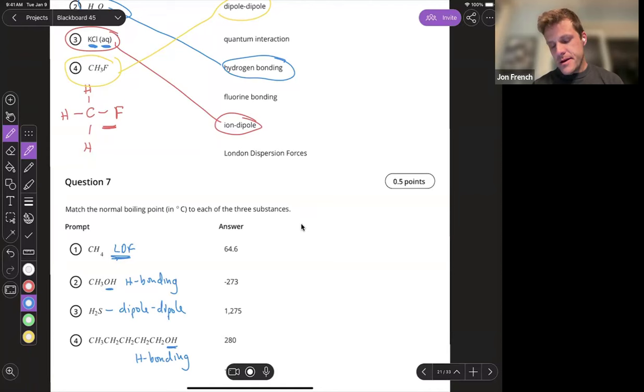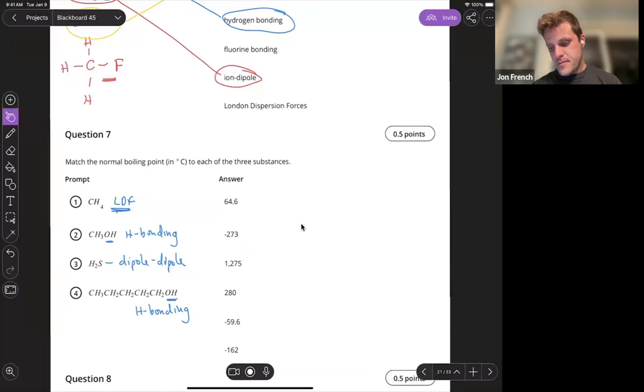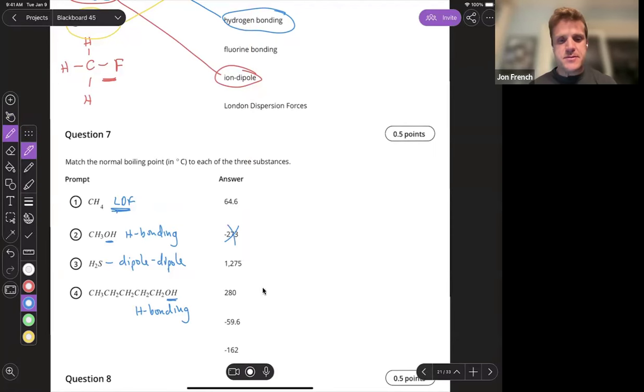I did put a trick in there. I guess we can cancel out a few of these. Maybe that's what made it a little bit harder, is that we can cancel out minus 273 because that's absolute zero. We don't have a boiling point at absolute zero for anything here. From there, it's a process of elimination, and then there's one more. We can have 1275. Nothing has a boiling point that high.